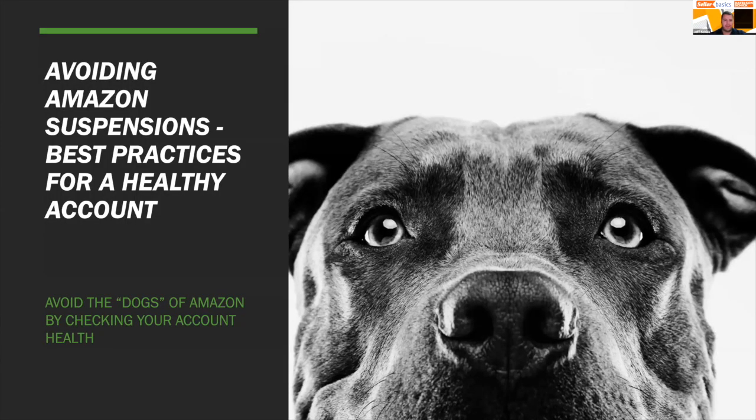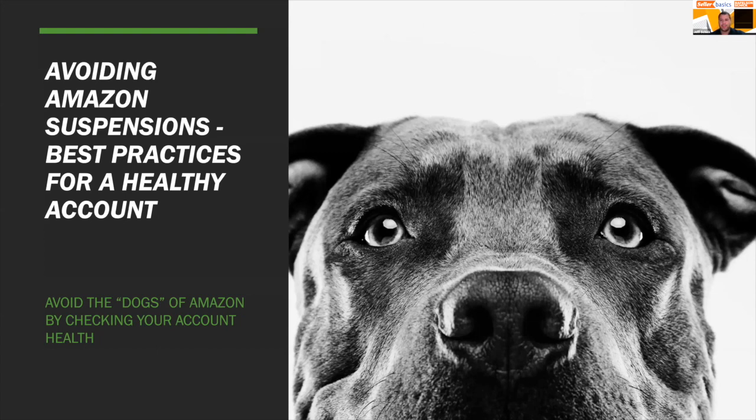Hey everyone, my name is Jeff Schick and I'm one of the attorneys with Rafelson Schick and Seller Basics. Today we're going to be talking about avoiding Amazon suspensions, so best practices for a healthy account. In particular, we're going to be talking about the account health dashboard and what all the different categories mean. That way, if you have any red triangles, you can understand what those triangles mean and what would be expected to get those resolved.